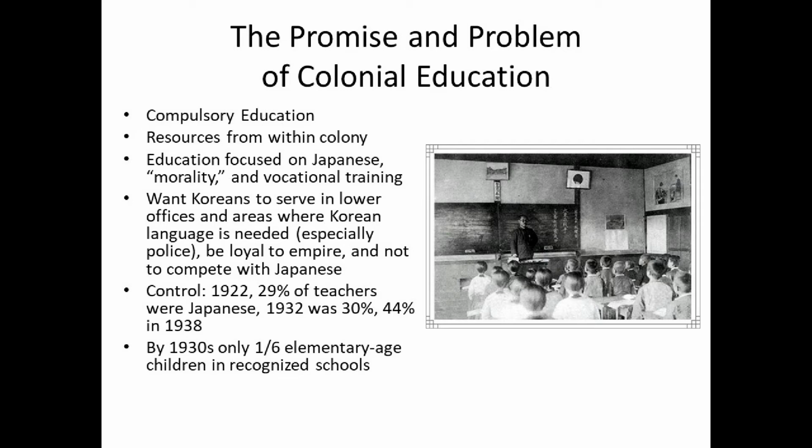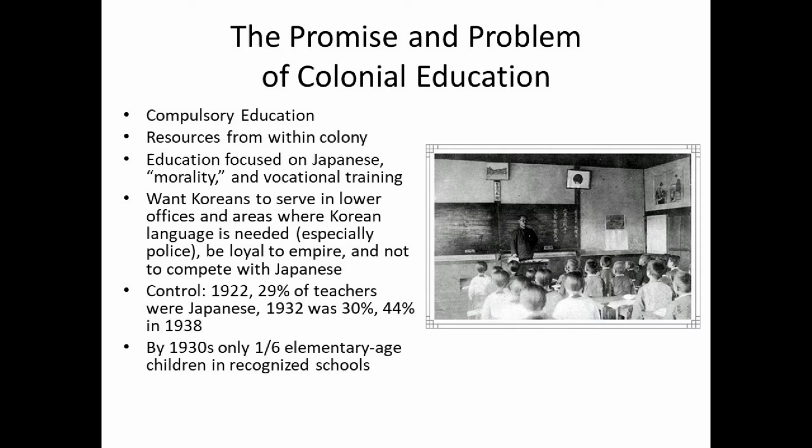Now, one thing you will sometimes hear the apologists of imperialism, particularly Japanese imperialism, say is, well, we brought modernity, we brought schools, and things like that. Now, it is true that the Japanese government did institute compulsory education, similar to what they had done in Japan. However, it's not like they went around building schools for the Koreans. The Koreans were expected to build the schools themselves. The resources for this infrastructure came from the colony.